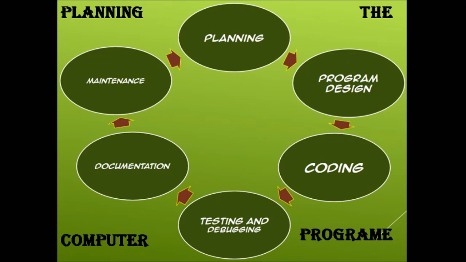So in the last class we discussed the planning and then program design. Program design includes two types, that is algorithm and then flowchart. Last class we discussed an algorithm. So today in this class we are going to see the flowchart.